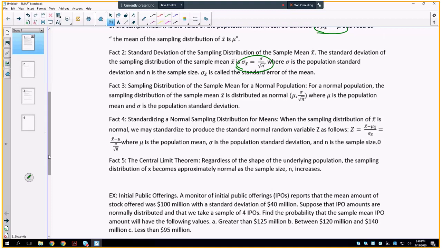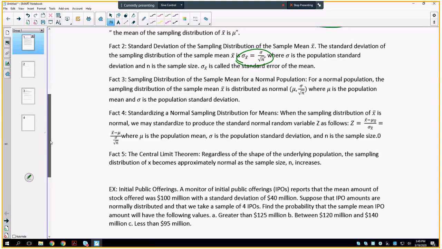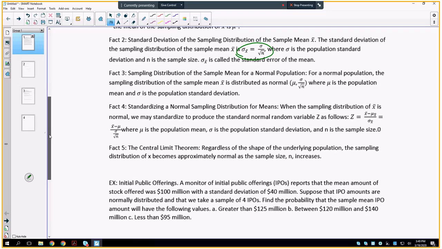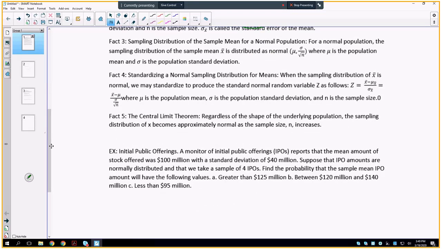All right, another fact. For a normal population, the sampling distribution is also a normal distribution. So if the population has a normal distribution, then the sampling distribution of the sample mean x bar will also have a normal distribution. And we know from our previous lecture on normal distributions that that's a very nice thing. And even better if we can standardize that normal distribution so we can use the z-score and the z-table.